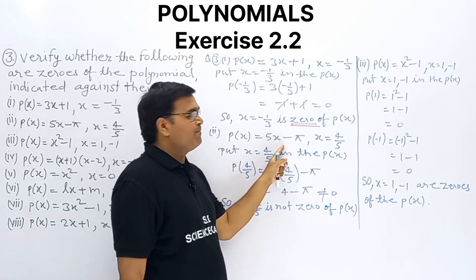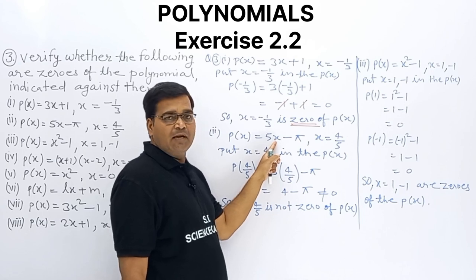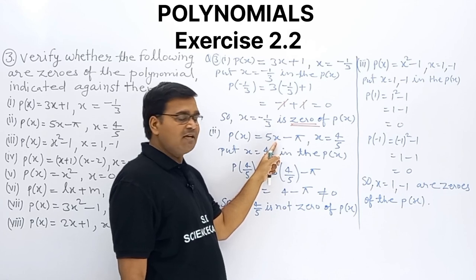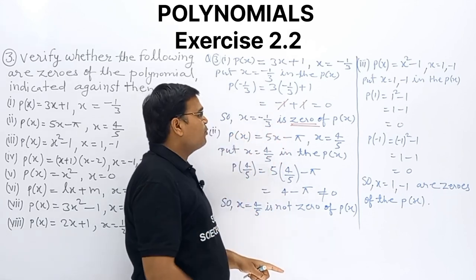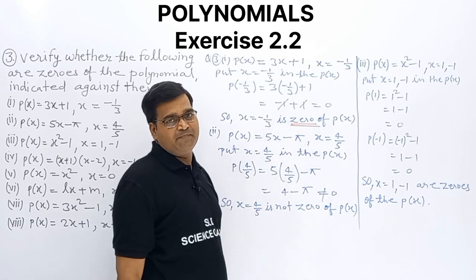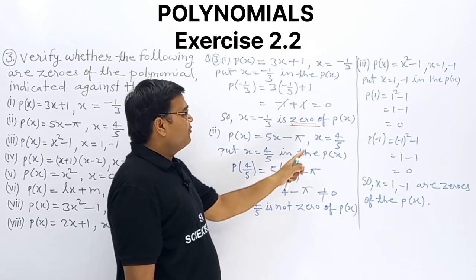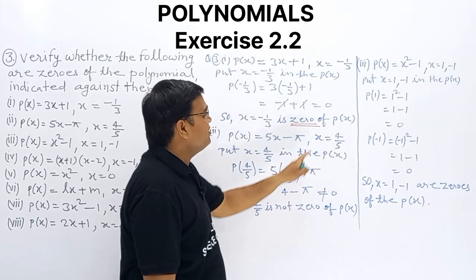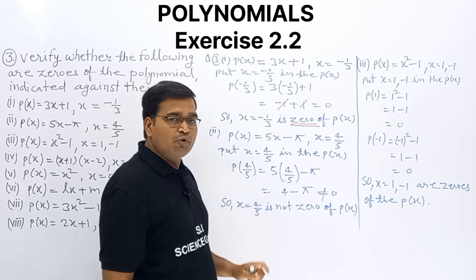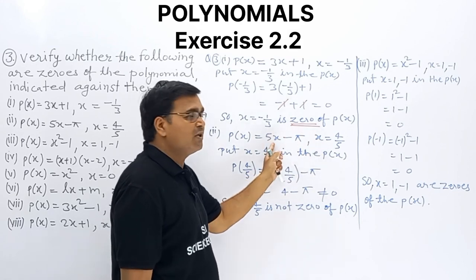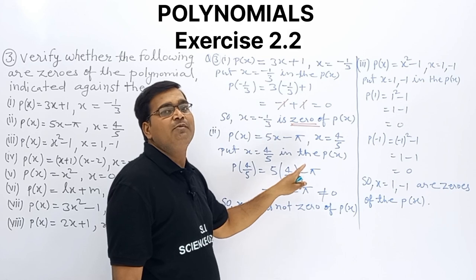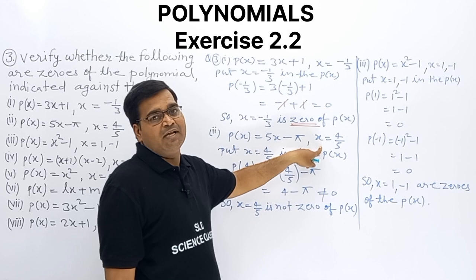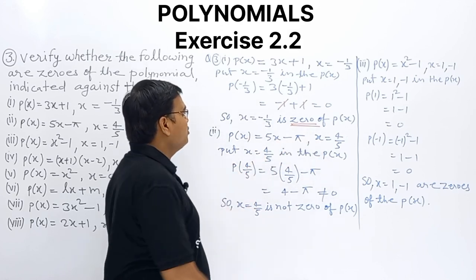In the next question, polynomial p(x) is 5x minus pi. It is again a one-variable polynomial, linear or quadratic? This one is linear. The variable is x and its maximum power is 1. Pi is a constant term. The zero given is x equal to 4 upon pi. We want to check whether this is its zero or not. For checking, we will put this value into the given polynomial. If the polynomial value is 0, then this is a zero of the given polynomial, otherwise not.